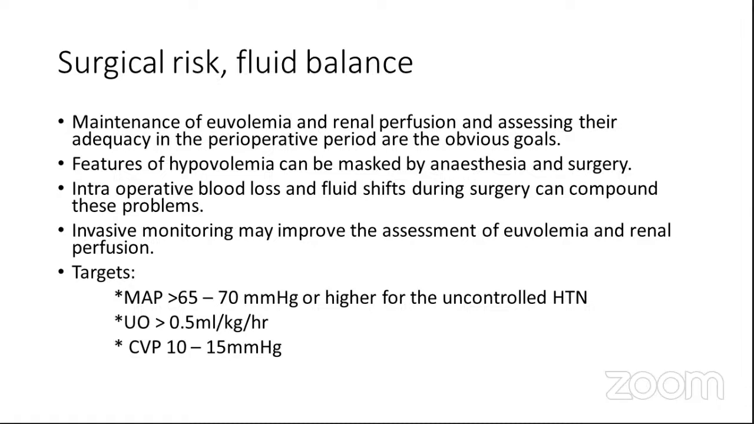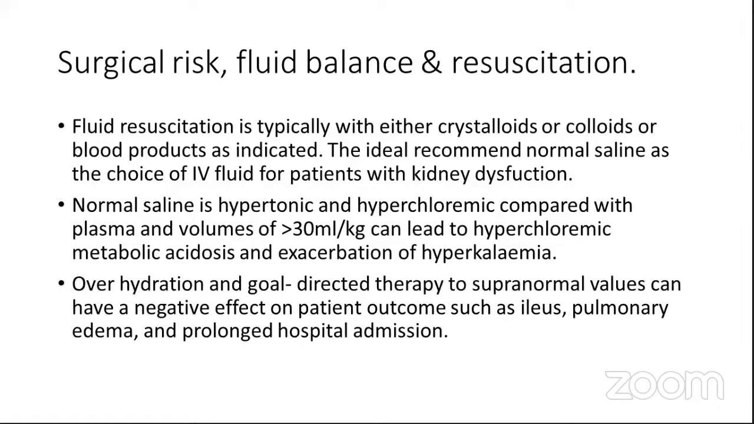Targets are mean arterial pressure greater than 65 to 70 mmHg, or higher for uncontrolled hypertension. Urine output should be greater than 0.5 ml per kg per hour. Central venous pressure should be greater than or equal to 10 to 15 mmHg.